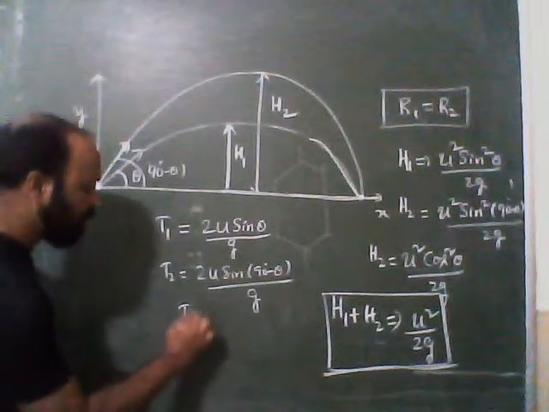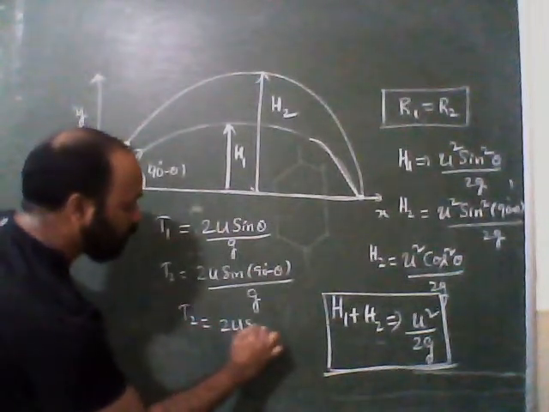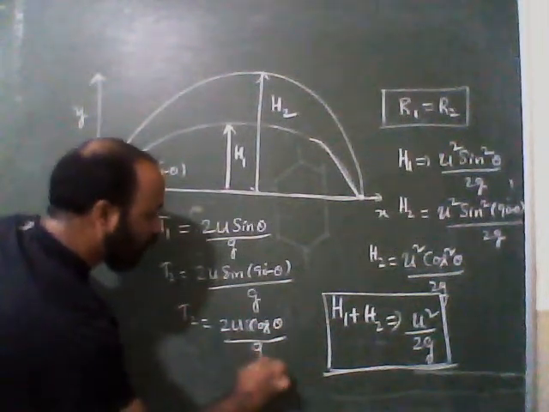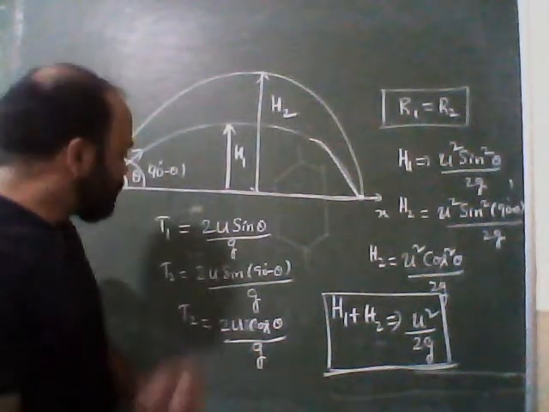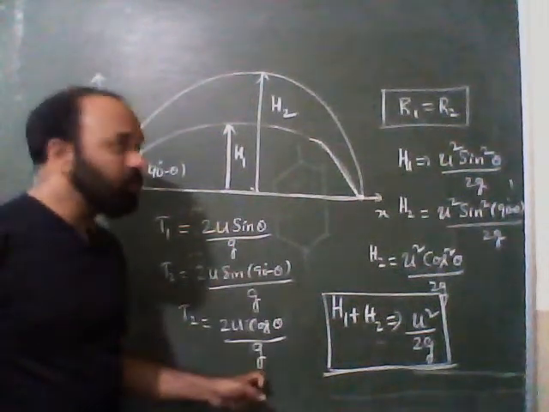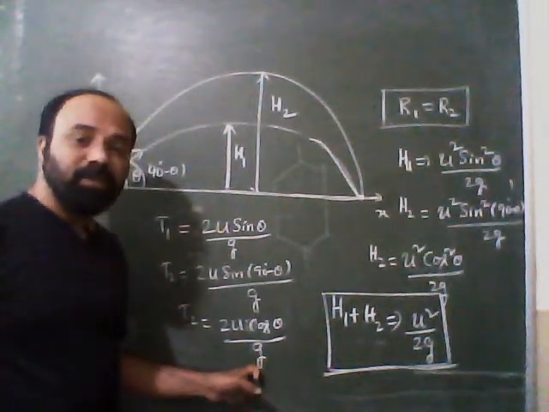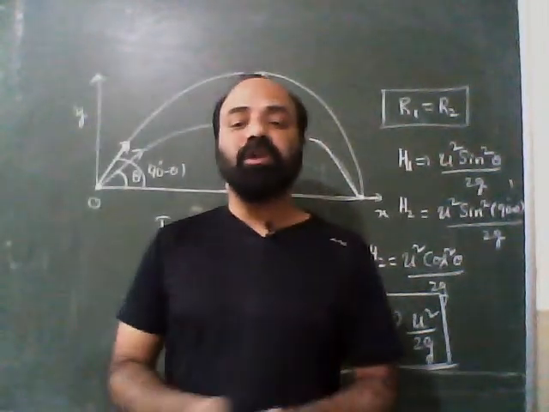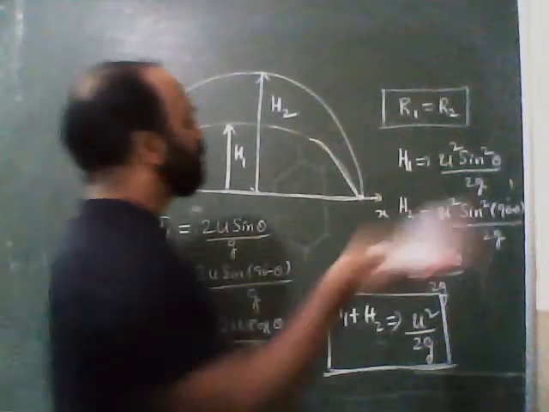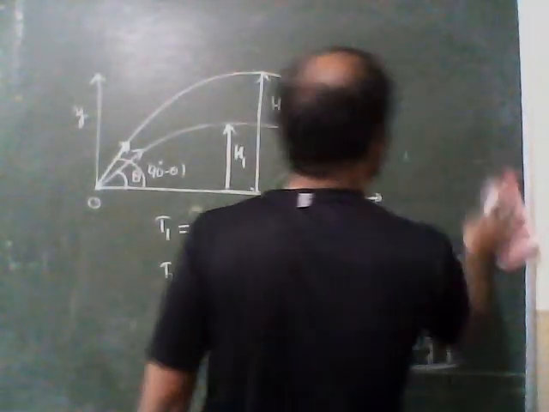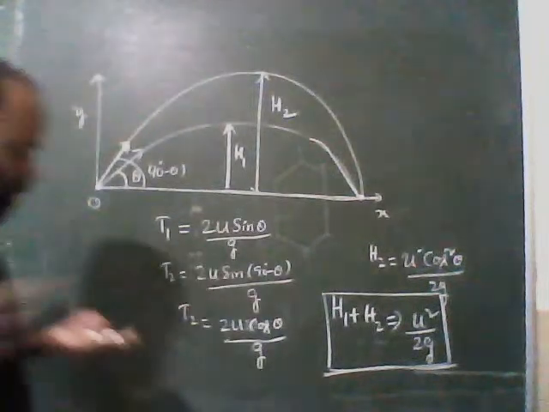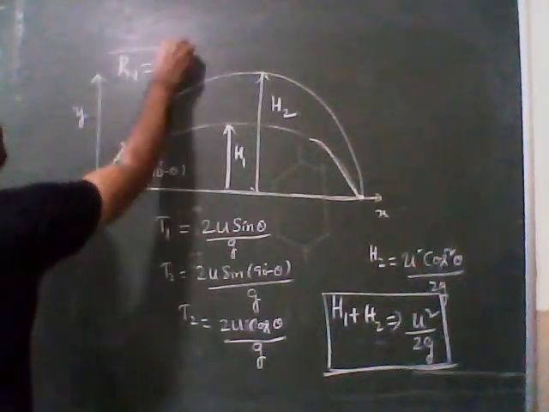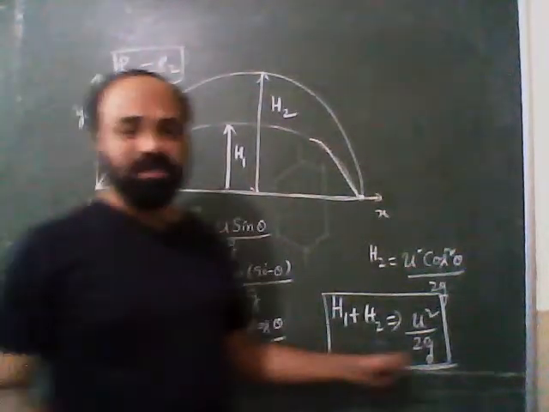So we can write t2 equals 2u cos theta by g. This is 2u sin theta by g, and this is 2u cos theta by g. Now, if you take the product of these two, t1 into t2. For complementary angles, ranges are equal, R1 is equal to R2. This is the first point. Heights: the sum of the heights is u square by 2g.